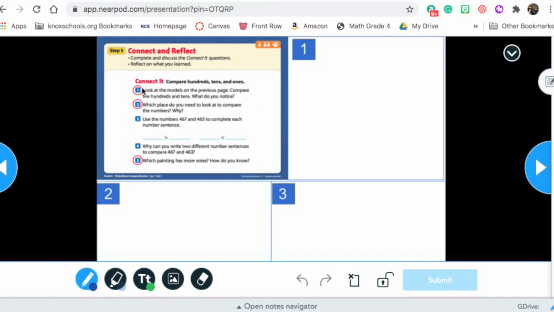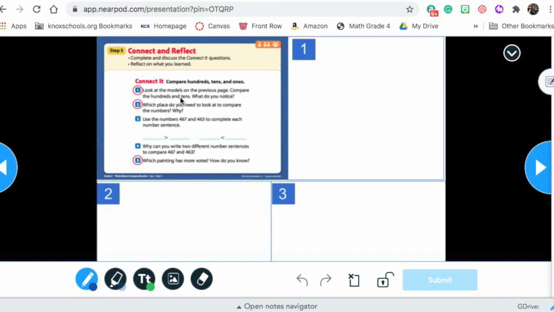And now we've got some more questions. Now only 1, 2, and 5 are circled, and there are only boxes for 1, 2, oh, this says 3. That is my fault. That should say 5, and I'll fix that for when you go in and do your Nearpod. But if only 3 of the problems are circled, you're only going to do 3 of the problems, okay? So the circled ones are the ones that you're going to complete. Number 1 says, look at the models on the previous page. Compare the hundreds and tens. What do you notice? Okay, well, we might need to look at that again, right?